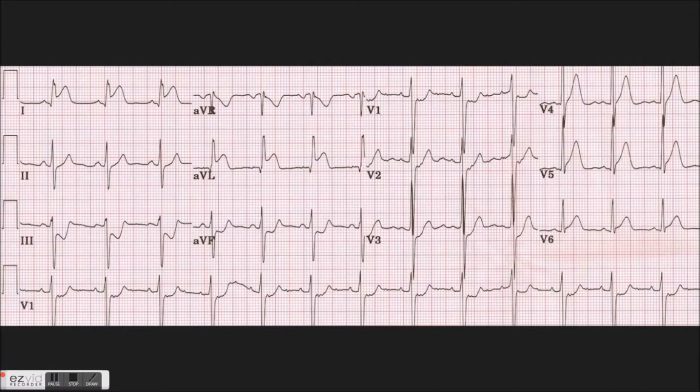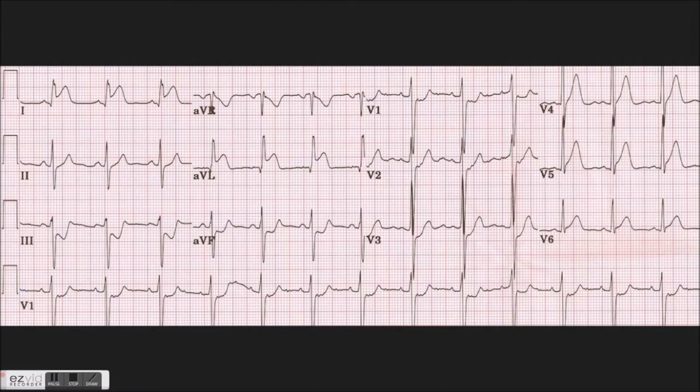All right, so leads 1 and aVL are where your elevation is. Very nice reciprocal depression in 3 and aVF. So this is obviously a high lateral MI, which is usually an occlusion of the left circumflex when you refer to the chart. Interesting thing here, we have ST segment depression in V2, V3, and V1 actually. So this kind of goes back to the upside down STEMI thing.